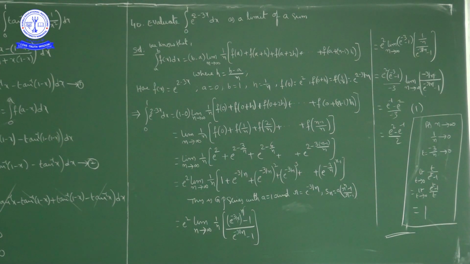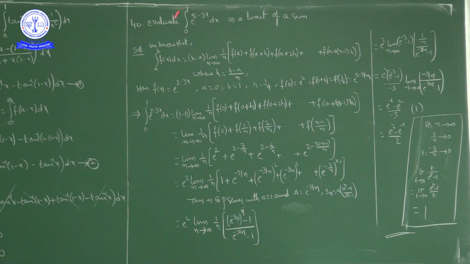Now we have a formula for the limit of a sum: integral a to b f of x dx is equal to (b minus a) into limit n approaches infinity 1 by n [f of a plus f of (a plus h), f of (a plus 2h) and so on up to f of (a plus (n minus 1) into h)], where h is (b minus a) upon n.